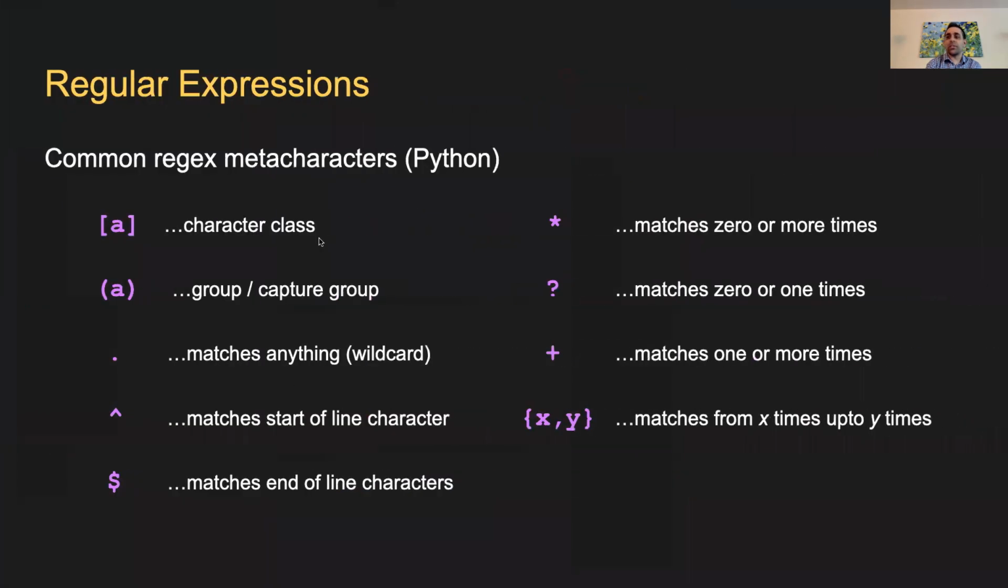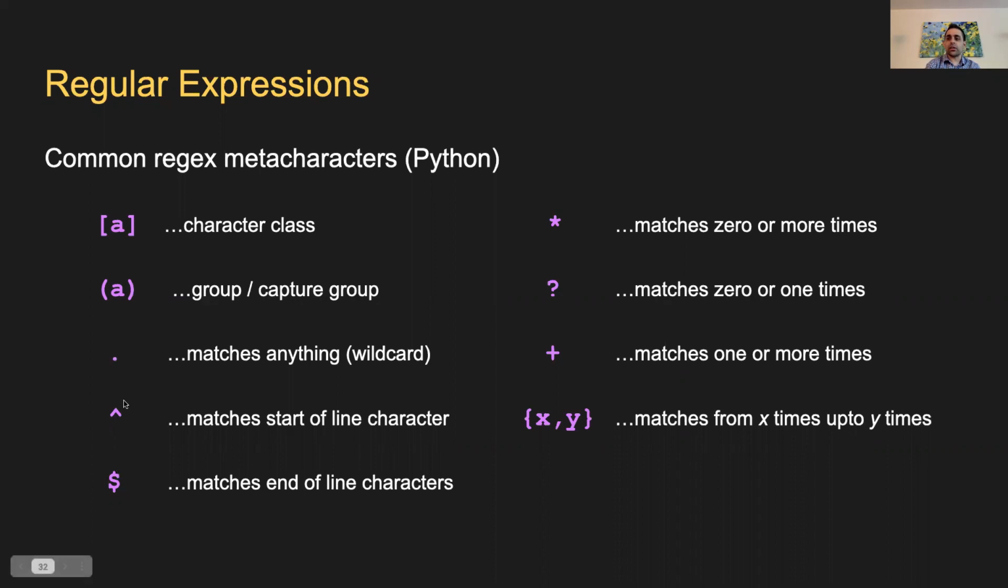Well, let's go over the basic ones. The most common ones you're going to see are square brackets, which define a character class. Parentheses define a group or a captured group. We're going to be talking about these with examples shortly, so stick with me. But just know square brackets equal character class, parentheses equal group or capture group.